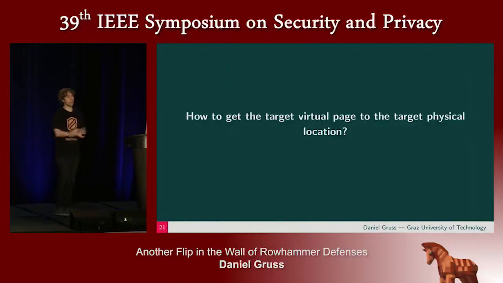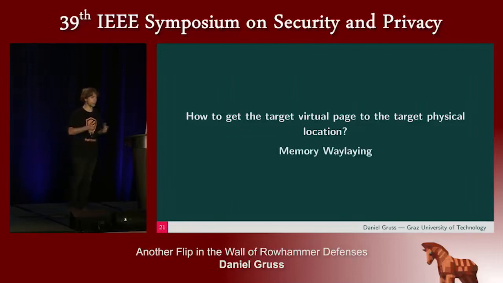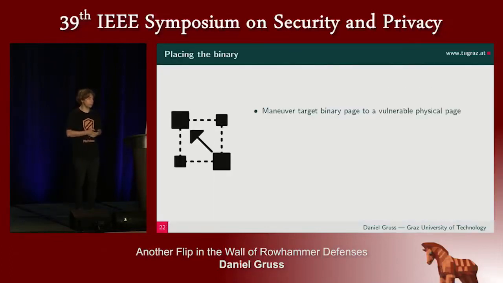The question now is, sudo, well, it's a binary, right? How do we get the target virtual page from this binary to the target physical location where we can induce the right bit flip? And for that, we introduce a technique called memory waylaying. The idea is quite straightforward. Basically, we want to maneuver a target binary page to a vulnerable physical page.